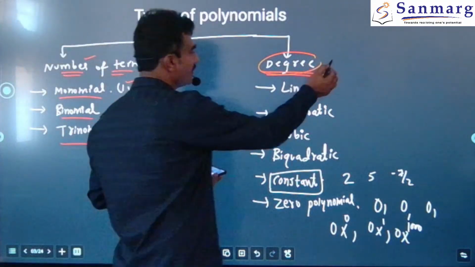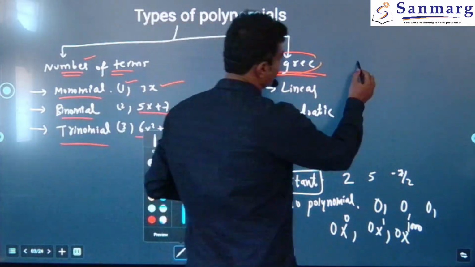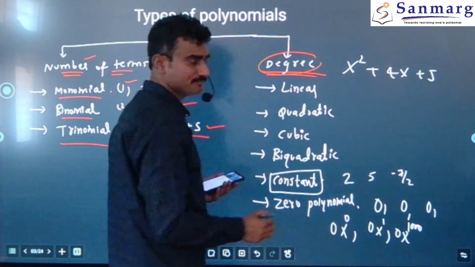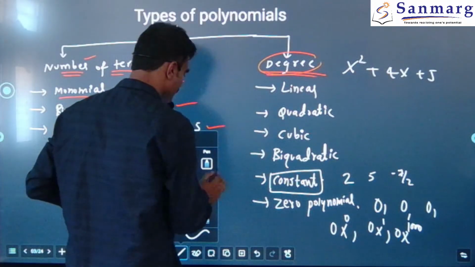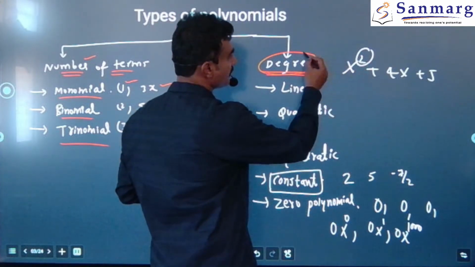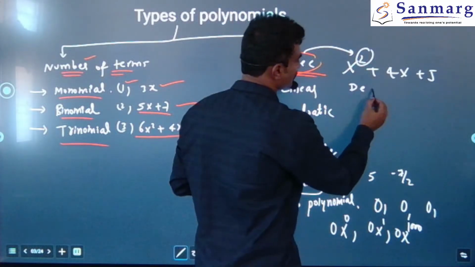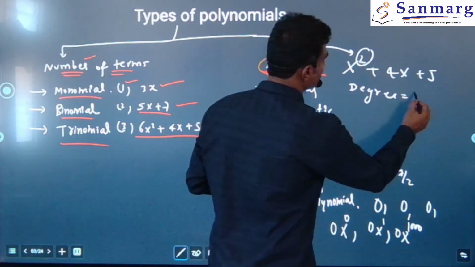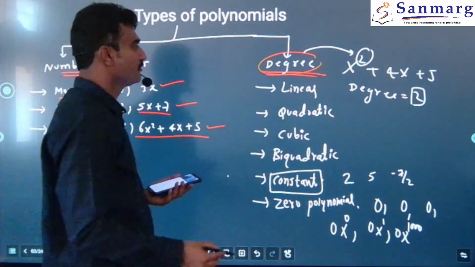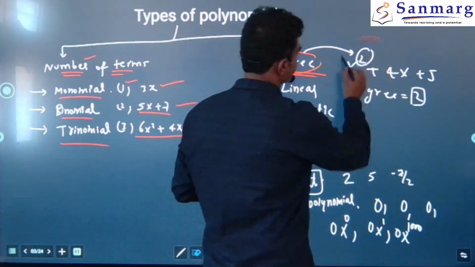And based on the degree, what is the degree? Suppose I consider a polynomial like x square plus 4x plus 5. Here the highest power of a variable is 2, which we call the degree. Therefore, I can say that x square plus 4x plus 5 is a polynomial with degree 2.